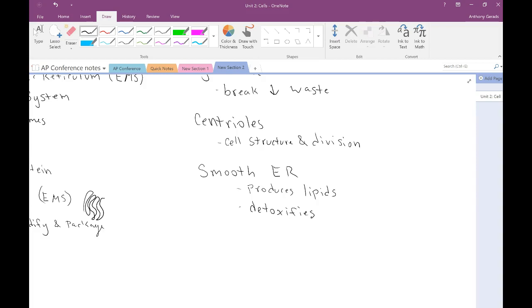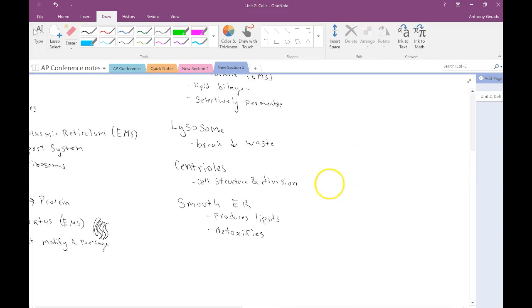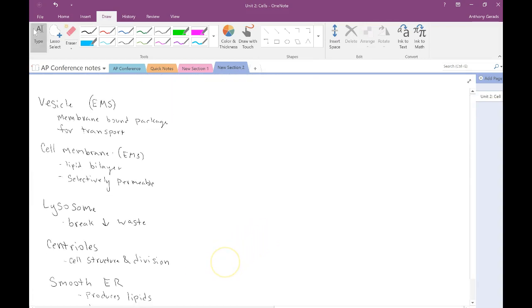Okay. Detoxifies. And then finally, we get to our big, beautiful ones at the very, very end. There's two that we left out. The first one, yes, our chloroplast. Biggest thing, what happens here?